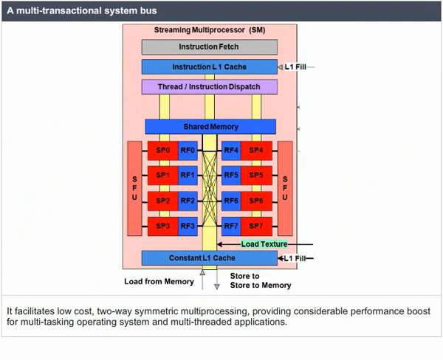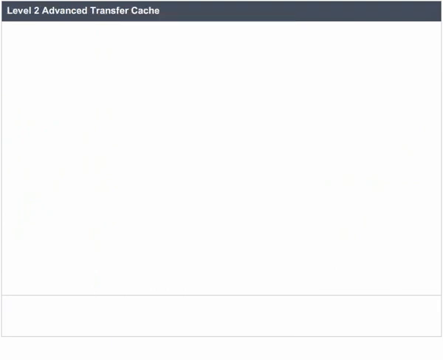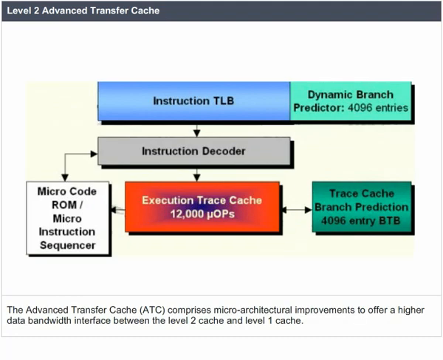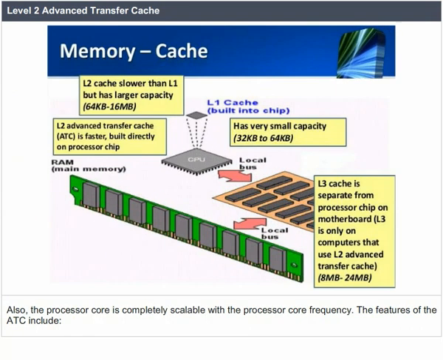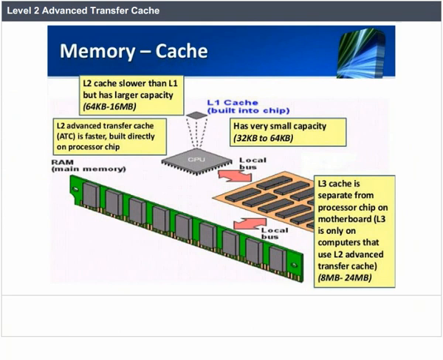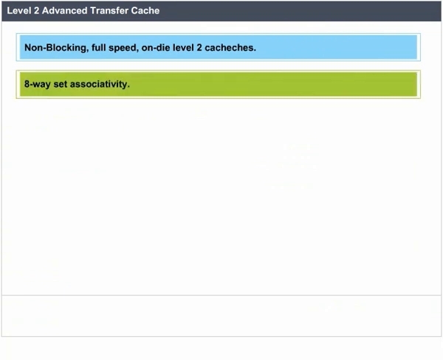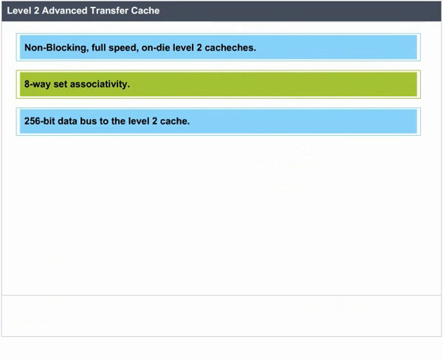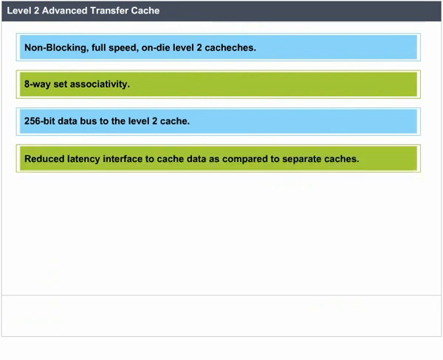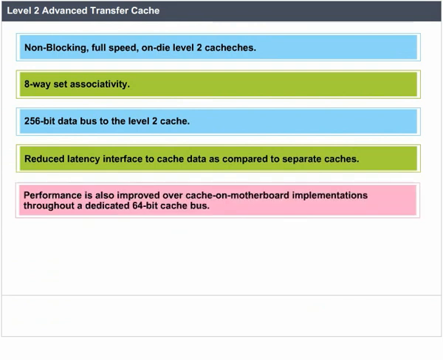Level 2 Advanced Transfer Cache. The Advanced Transfer Cache ATC comprises microarchitectural improvements to offer a higher data bandwidth interface between the Level 2 cache and Level 1 cache. Also, the processor core is completely scalable with the processor core frequency. The features of the ATC include non-blocking, full-speed on-die Level 2 cache, 8-way set associativity, 256-bit data bus to the Level 2 cache, reduced latency interface to cache data as compared to separate caches. Performance is also improved over cache-on-motherboard implementations through a dedicated 64-bit cache bus.